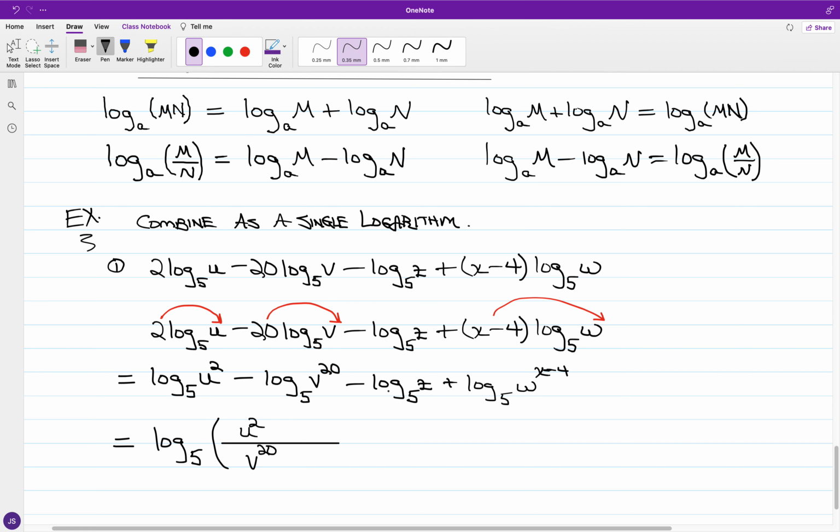Then we have another negative logarithmic term, so this will signal that z, just like v to the 20th, will go to the bottom. And then with the last term we had the operation of addition. So for the attachment, w to the x minus 4th is going to belong in the numerator. Okay, so you can write this as the base 5 logarithm of u squared times w raised to the x minus 4 all over v to the 20th times z.